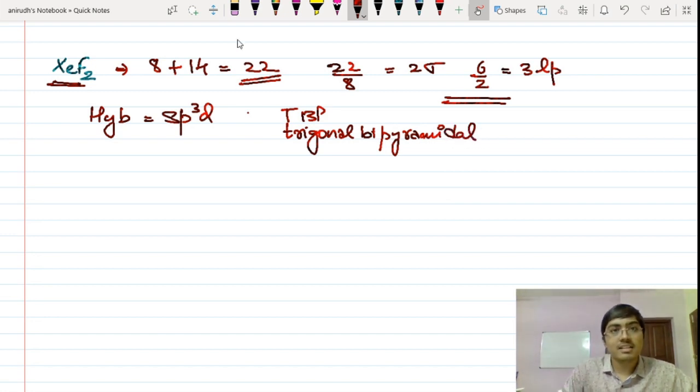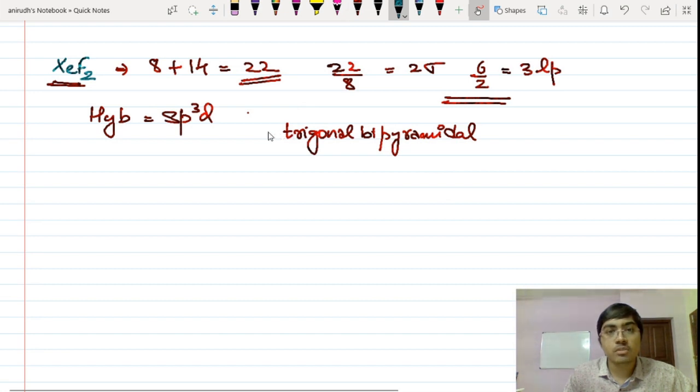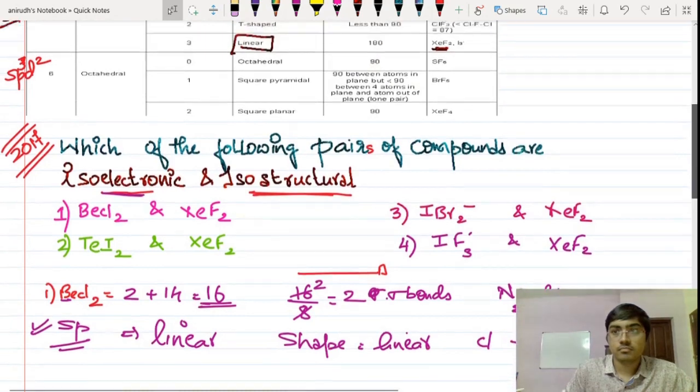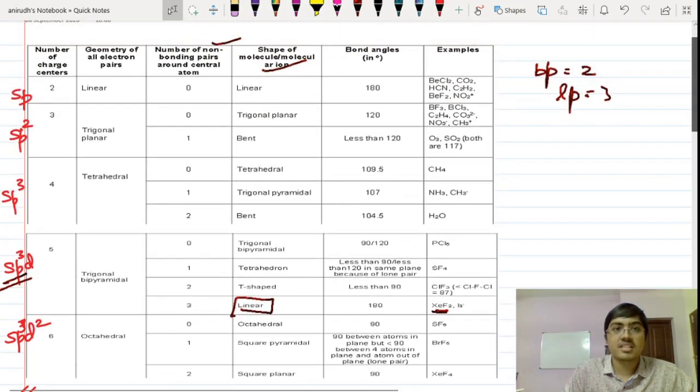Trigonal bipyramidal is supposed to be the geometry, but what is the shape? How will I find out the shape? For finding out the shape, I need to remember a chart. So let me show you what chart it is. Remember 2 sigma bond, 3 lone pair here. This is the chart you are supposed to remember.